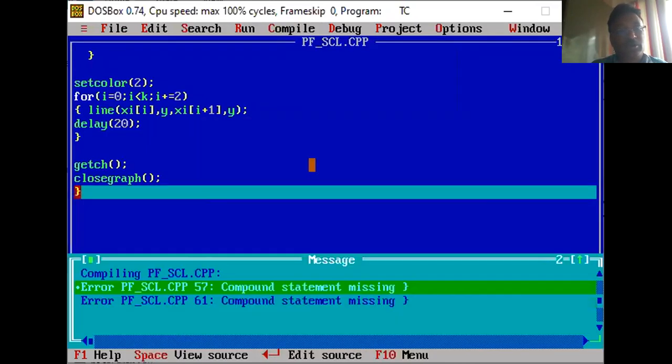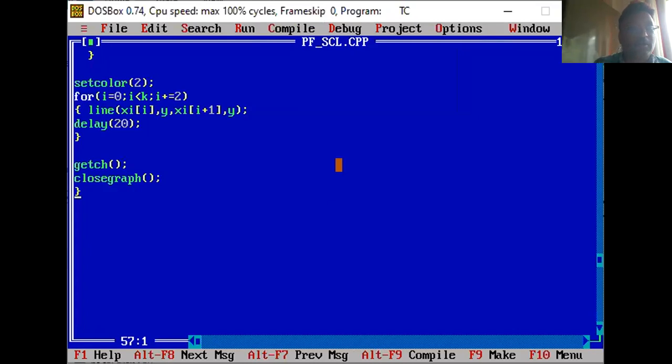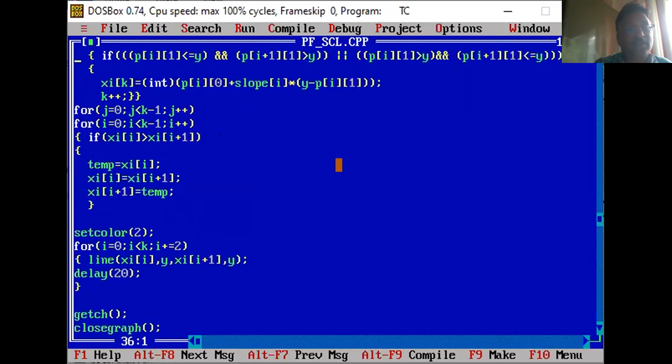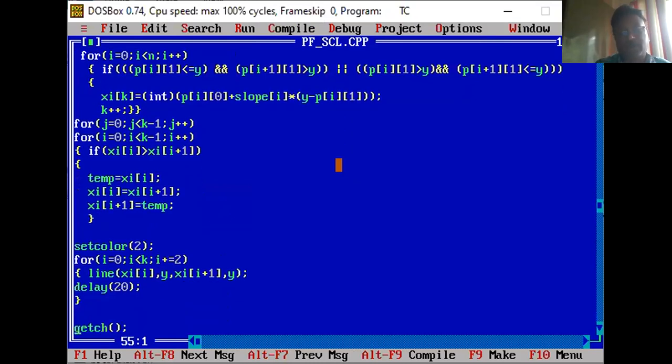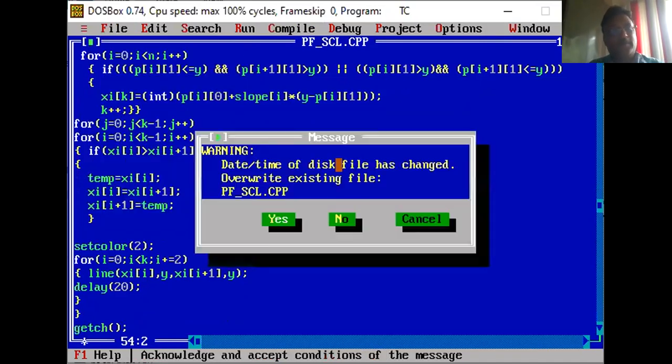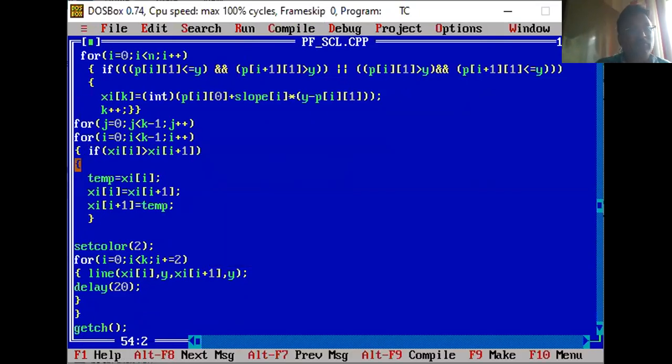Then showing 2 errors, what is it? Statement missing, compound means what? Some brackets are missing, I think. So for loop here we have considered here, okay, temp, okay. Then you have considered delay, okay, and this is the loop that you have ended over here, suppose. Is it? See, this is the for loop that you have started, because C is going to end.